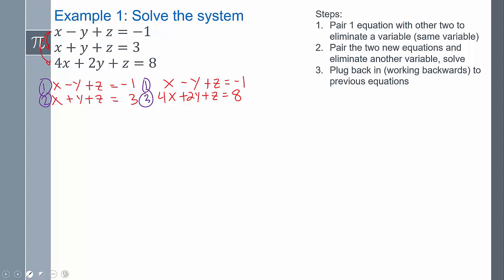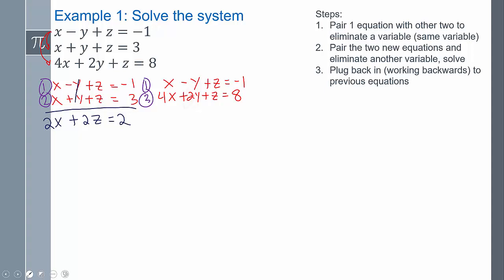Now I need to eliminate the same variable. So I said in the beginning, before I did anything, I want to eliminate the y's. So for me to eliminate the y's, I want the coefficients to be opposites. Well, this is a positive one, and this is a negative one. The coefficients are opposites, which means when I combine these equations together to create a new one, the y's disappear. So x plus x is 2x, negative y plus y is 0, z plus z is 2z, negative 1 plus 3 is 2. Y is eliminated.